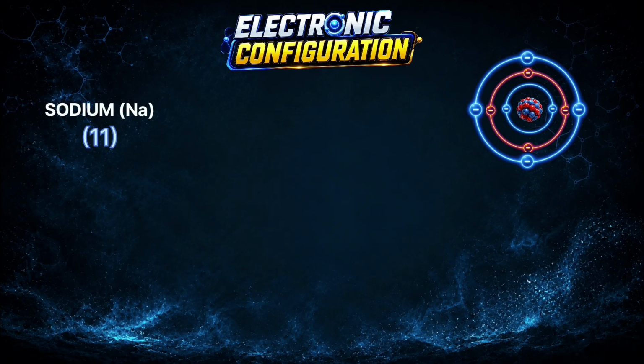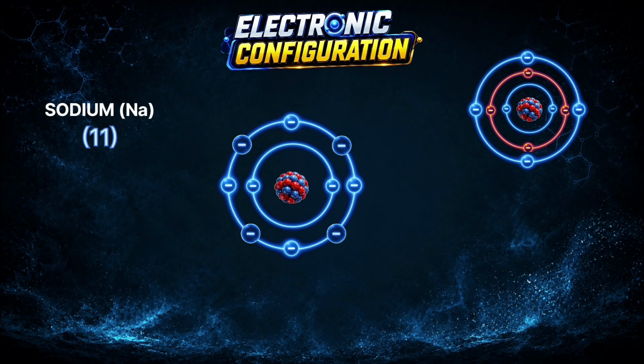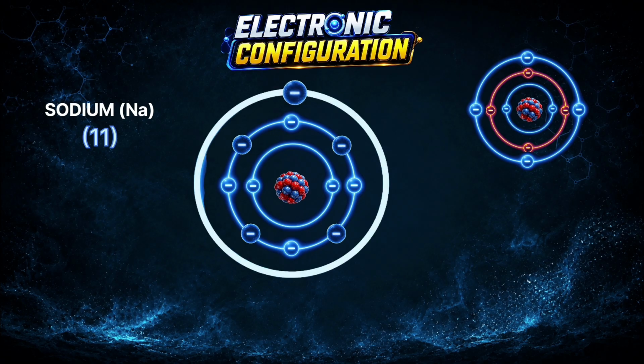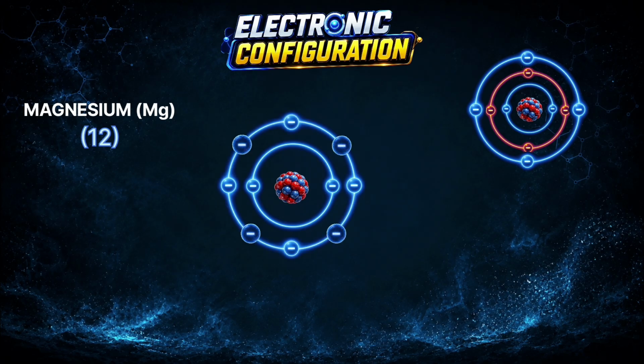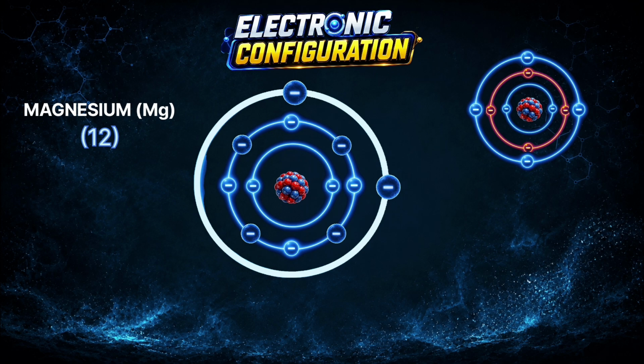Sodium has 11 electrons. The first shell gets 2. That leaves 9. The second shell gets 8. Now only 1 electron remains. It goes into the third shell. So sodium is 2, 8, 1. Magnesium has 12 electrons. The first shell gets 2. The second shell gets 8. 2 electrons remain. They go into the third shell. The electron configuration is 2, 8, 2.